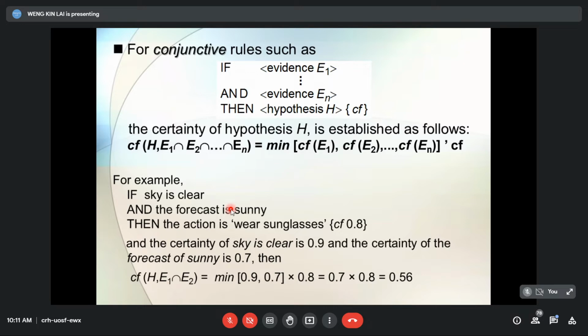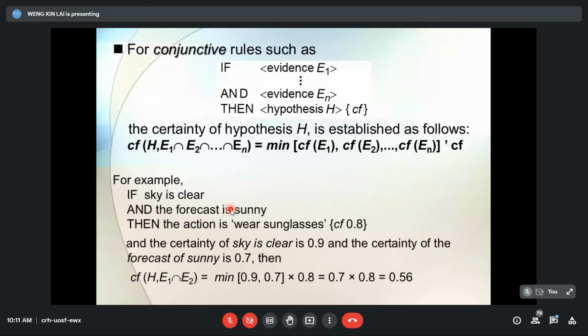How certain are you that I should wear sunglasses? Right, so you can see it's difficult for the expert to tell you exactly. I think we talked about this in one of the earlier slides: the difficulty of the expert to actually consider the conditions involved and how this affects your final recommendation.